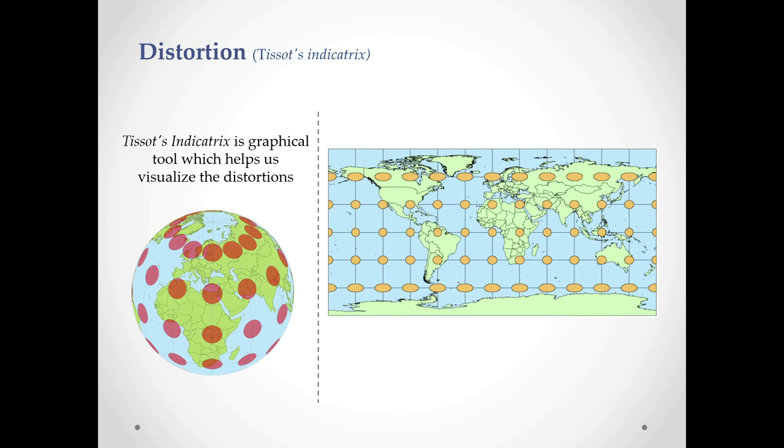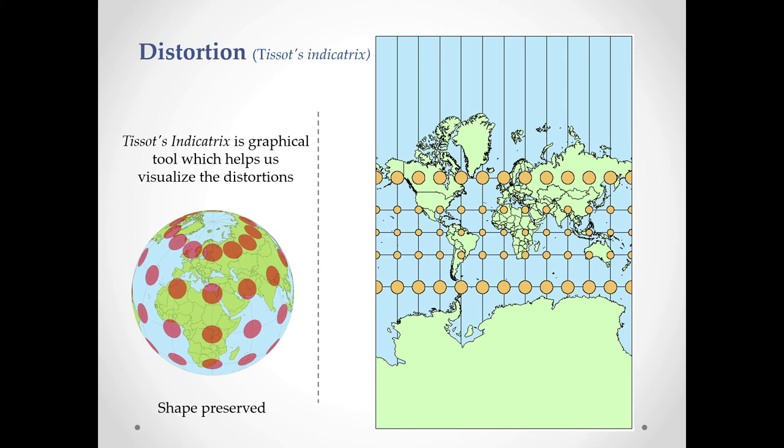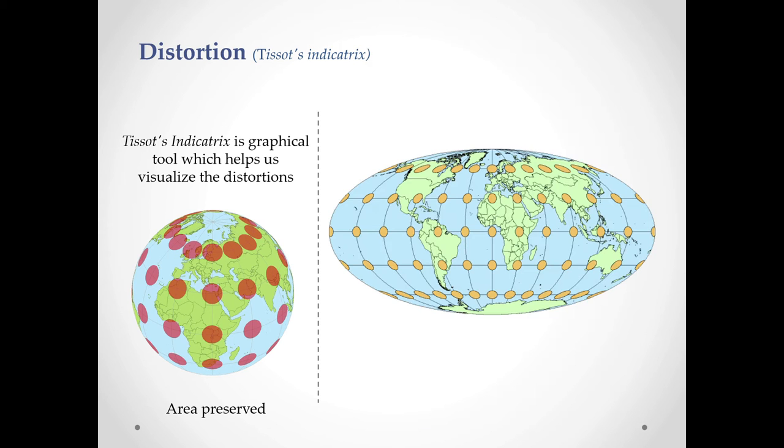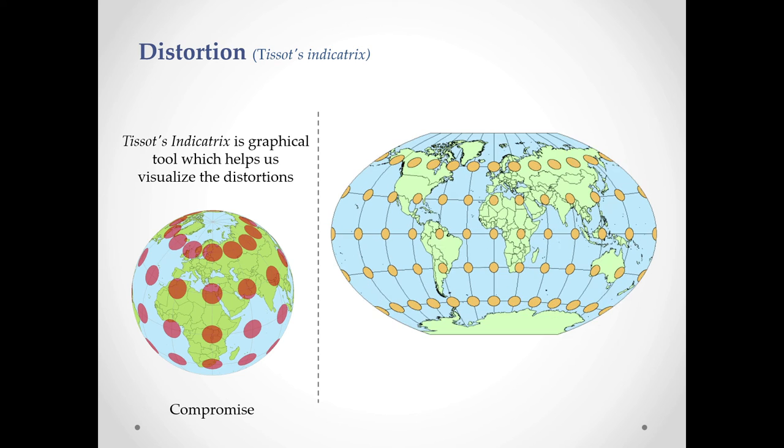There is one tool, the indicatrix. The distortion indicatrix is a graphical tool which helps us visualize the distortion. In this map, we have preserved the shape of all the countries. Here, the areas are preserved. See, the shapes are distorted in this map. Here we have compromised all of these four parameters and a more or less accurate map is represented.